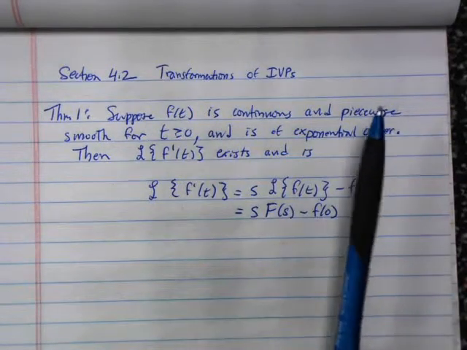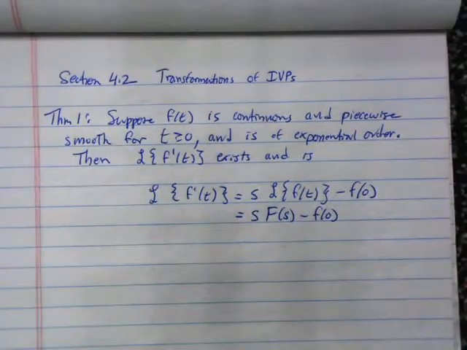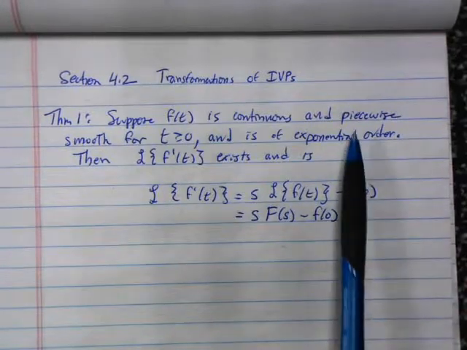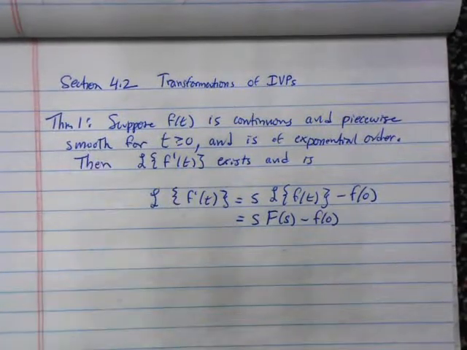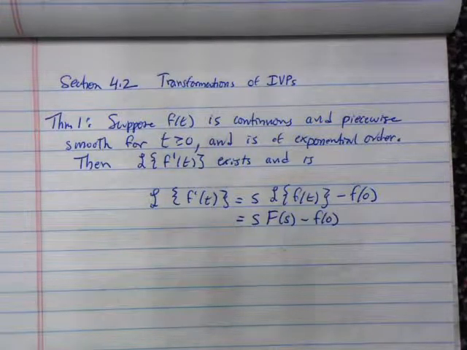The new words, I think, here are piecewise smooth. What would smooth mean? Smooth would mean there are no cusps, which means there are no places where the derivative is undefined. So what do you think piecewise smooth means? It's smooth within given intervals. So piecewise smooth means that there are a finite number of cusps.